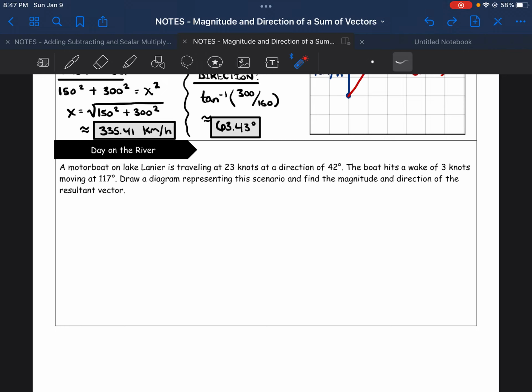One thing we haven't really seen so far in this course is that we haven't been given the magnitude and direction and have to find the component form. Usually we're given something like the initial point and the terminal point, and we try to find the component form of the vector from that.